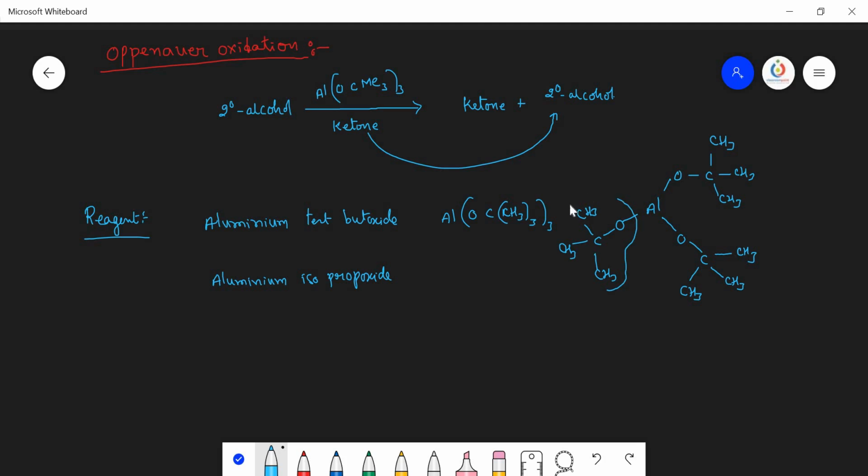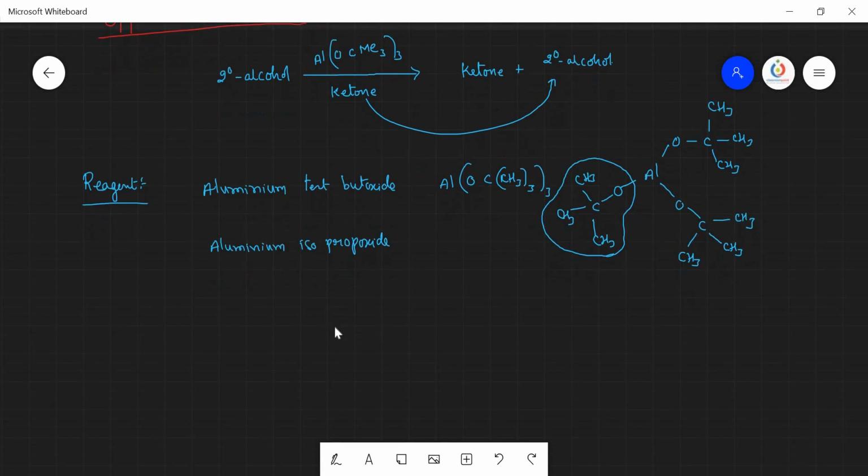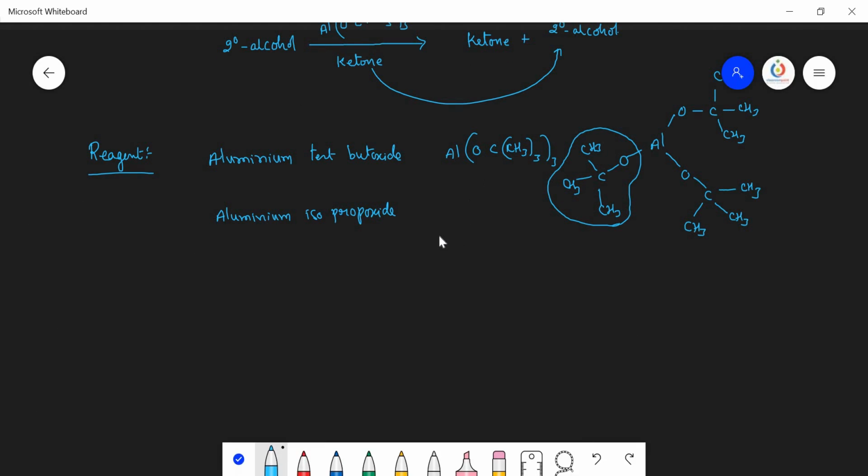You can see this particular area, this is a tertiary butoxide. Like that, how many are there? 3 are there. So aluminum tertiary butoxide, tertiary butyl group this is, and aluminum isopropoxide group. A very simple, similar reagent, and you cannot find out the major difference. O, here CH will be there, and the CH3 groups only 2 will be there, and totally 3.